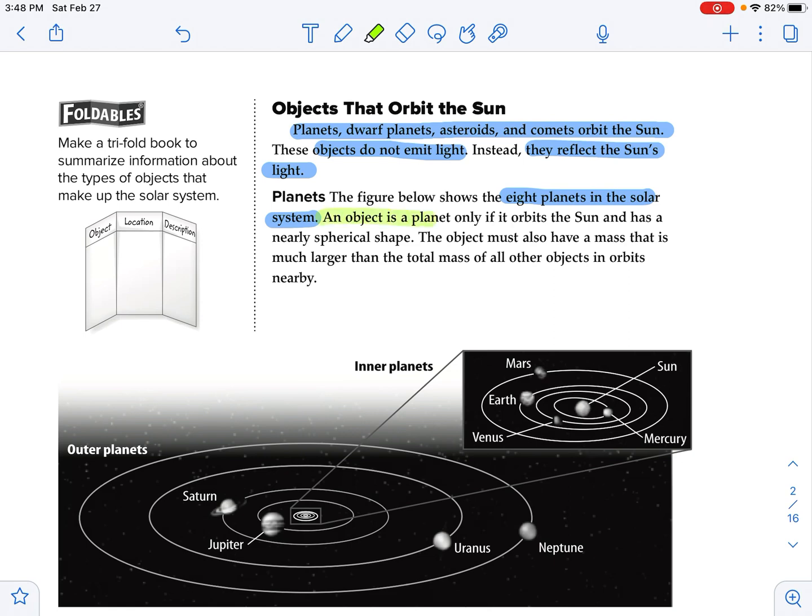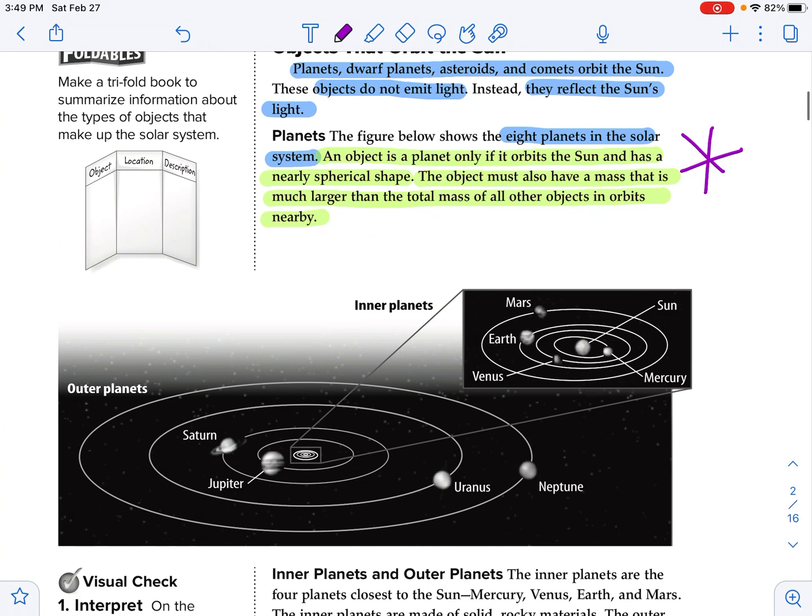Okay, so an object is a planet only if it orbits the sun. All right, number one, and has a nearly spherical shape. Number two, the object must also have a mass that is much larger than the total mass of all other objects that orbit nearby. All right, so this is key. You will see this show up on your study guide, okay? So we have two groups of planets. We have our inner planets, and we have our outer planets.